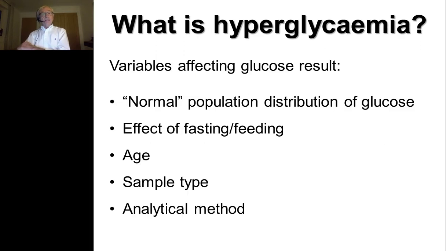But what is hyperglycemia? There are a number of variables that affect the glucose concentration. The population in which we are looking, different populations have different reference ranges for glucose. Fasting and feeding have an effect on the glucose result, as does age, sample type, and analytical method. So we need to ask ourselves, what is hyperglycemia? And we may come back to that a little later on.